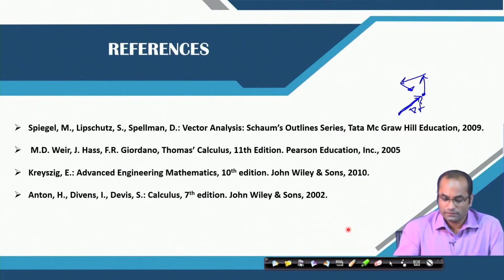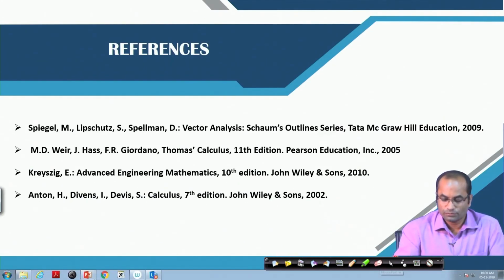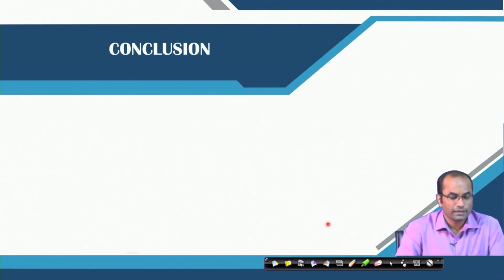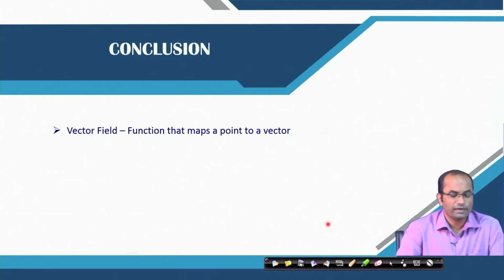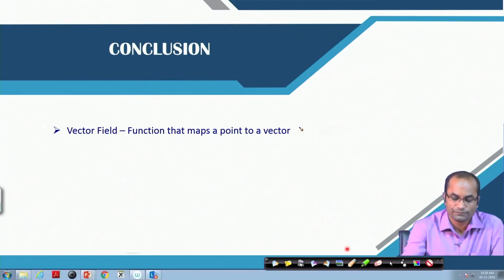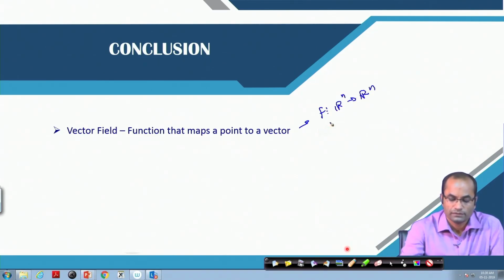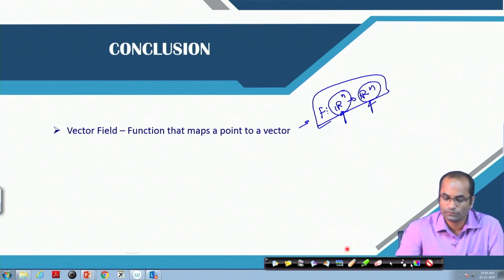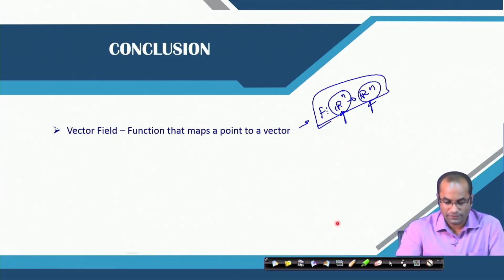Okay, so these are the references we have used to prepare this lecture. And just to conclude, we have defined what vector fields are. These are functions that map a point to a vector. In general we have a function from R n to R n, so the input is from R n and the output is also in R n, and that is what we call a vector field.